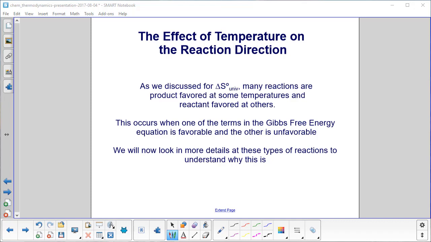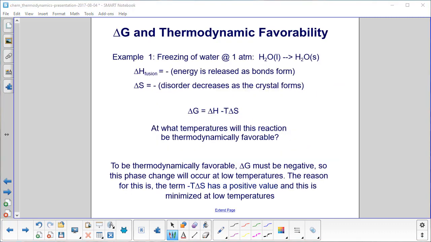As we discussed for delta S naught for the universe, or the change in entropy of the universe, many reactions are product favored at some temperatures and reactant favored at others. This occurs when one of the terms in the Gibbs free energy equation is favorable and the other is unfavorable. We're now going to look in more detail at these types of reactions to understand why this is.